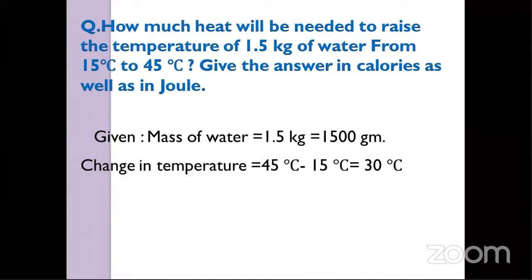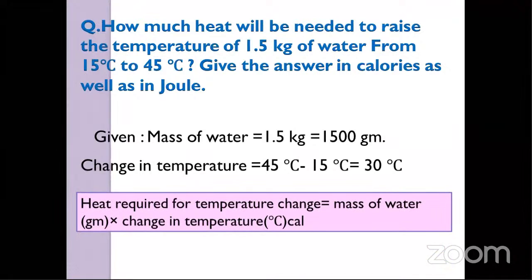Next, what is given? Change in temperature. There are two temperatures shown in the picture, 45 degrees centigrade and 15 degrees centigrade. So the change in temperature means 45 degrees centigrade minus 15 degrees centigrade. So we get 30 degrees centigrade. So these two things are given in the example.